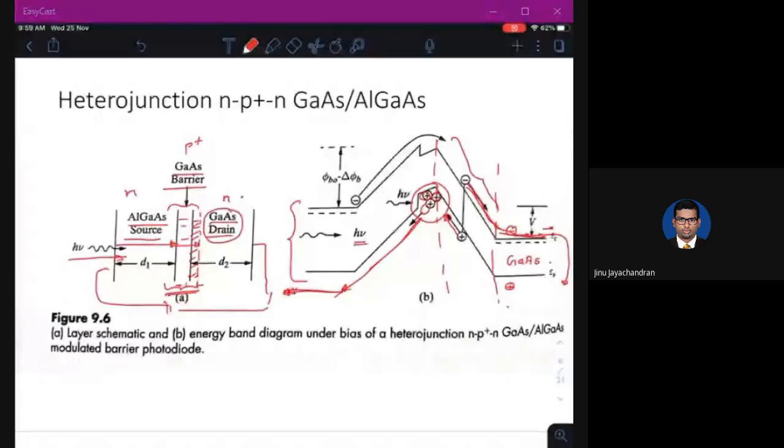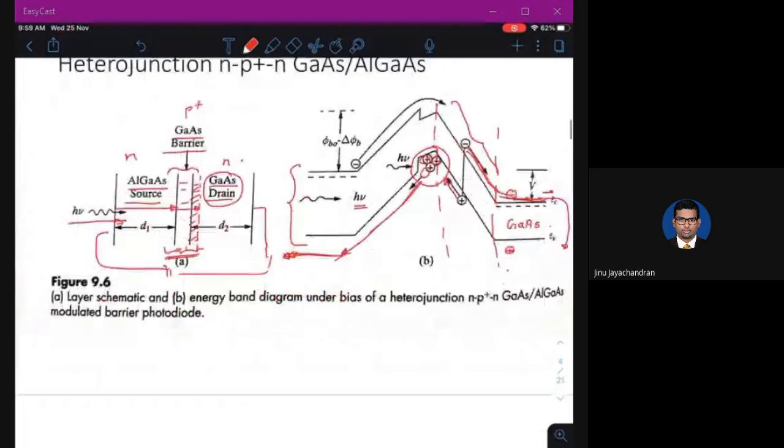And this is a normal heterojunction N-P plus N gallium arsenide, aluminum gallium arsenide. The thing here is that the photon will be absorbed by the gallium arsenide drain, not by the aluminum gallium arsenide source or the gallium arsenide barrier. First, the aluminum gallium arsenide source has a higher band gap, because of which it will not be absorbed, and the gallium arsenide layer is very thin, because of which the photon will not be absorbed. So this is a modulated barrier photodiode.